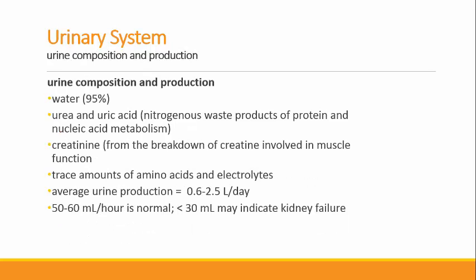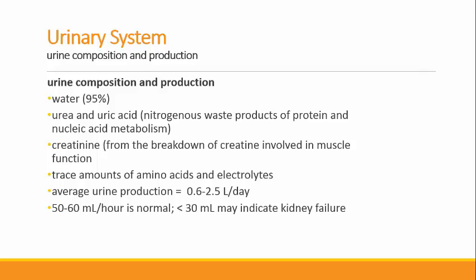So by the time we have produced urine, here's what urine looks like. It's mostly water, about 95% water, and the rest is waste materials. Urea and uric acid are important components of that waste material. Creatinine: as we break down creatine, one of the products that we get while we're breaking down creatine is a material called creatinine. Remember, creatine phosphate is important in muscle function. Creatinine is also a waste material.